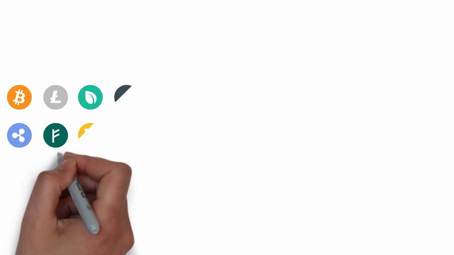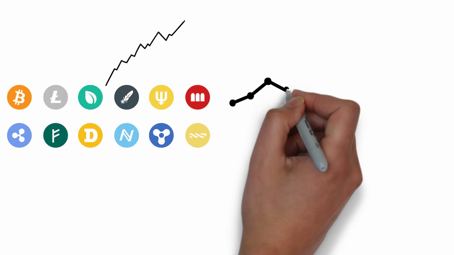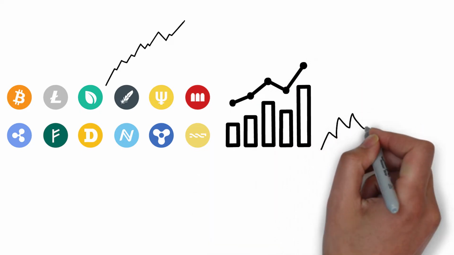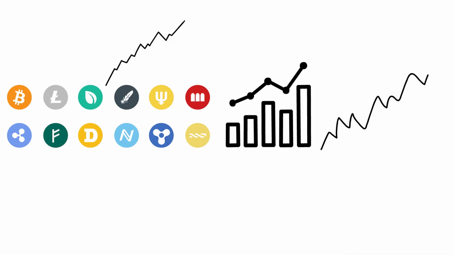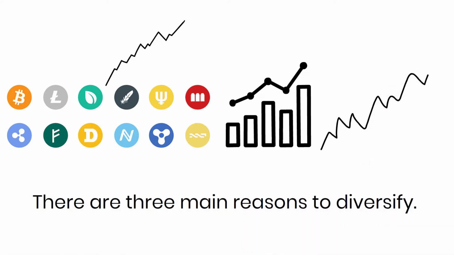Stablecoins are cryptocurrencies that are not highly volatile. Instead, their value remains relatively stable around an established price. Investors can use stablecoins to store value and trade liquidity. There are three main reasons you should always diversify your crypto portfolio.